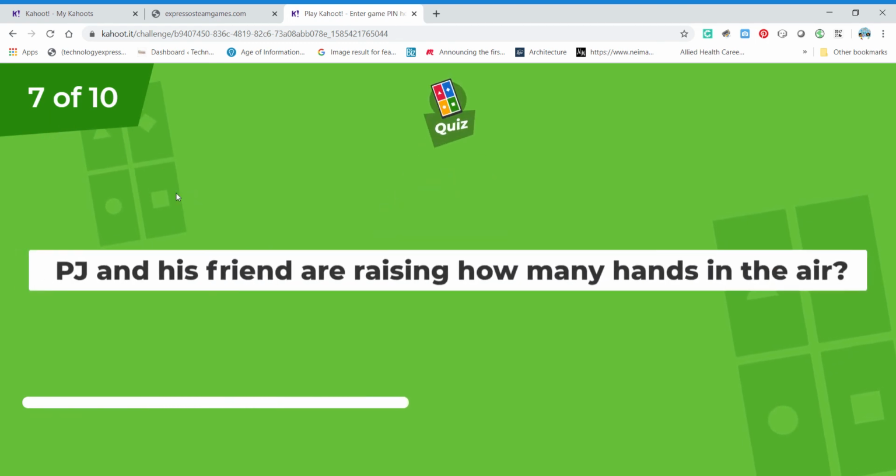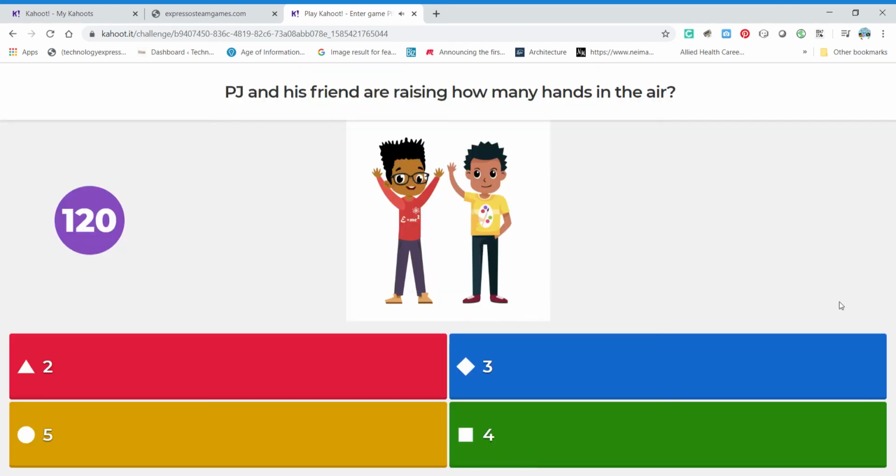Number 7. PJ and his friends are raising how many hands in the air? Okay, so let's look at the picture. PJ and his friend are raising how many hands in the air? Oh, you count them off. How many do you see? Do you see 2? That's one option. Do you see 3? Do you see 5? Well, it'd be hard to have 5 because only 2 people. Or do you see 4? Well, his hand's in his pocket, so it's not 4.